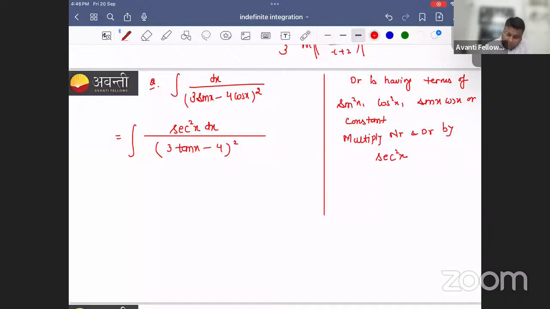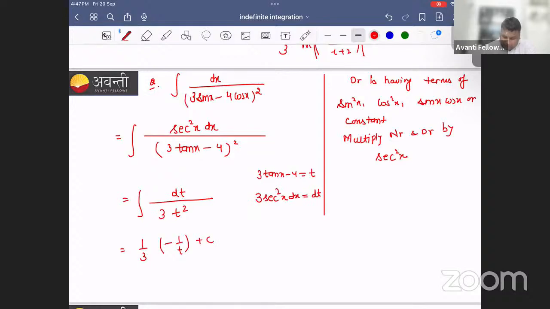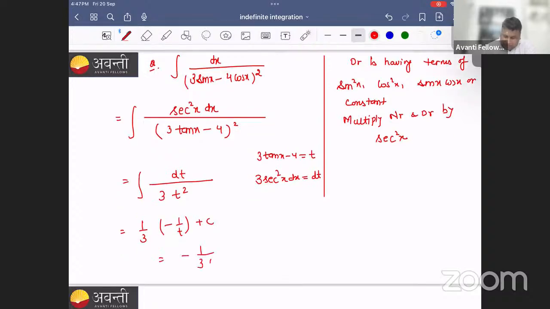Now, simple thing to do, assume 3 tan x minus 4 as t. So 3 secant square x dx will become dt. So the numerator became dt by 3 and this will be t square. So integration of dt by t square is minus 1 upon t plus constant. So the answer is minus 1 upon 3 times 3 tan x minus 4, plus constant. Got it?